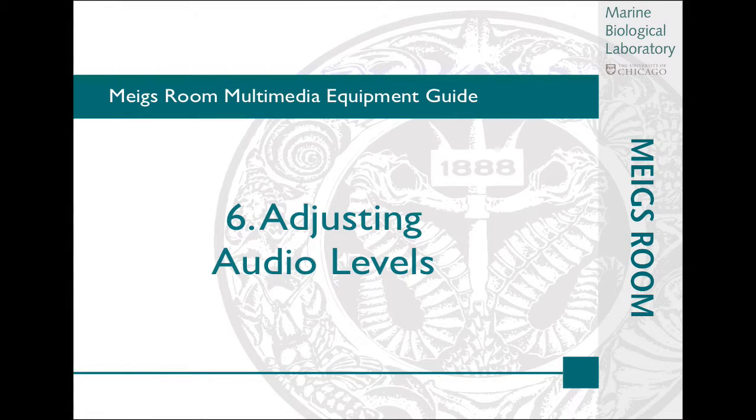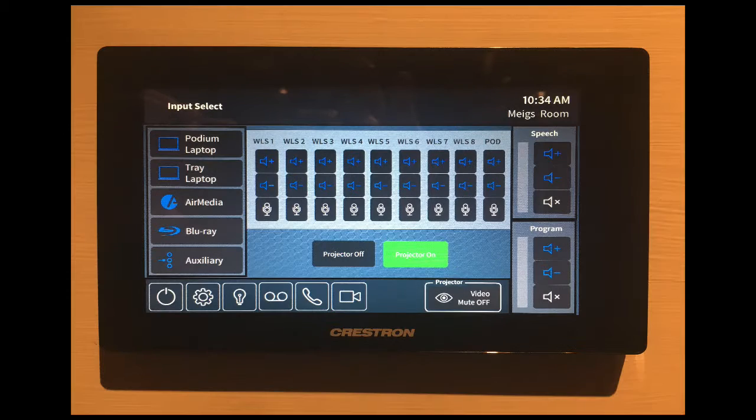Part 6. Adjusting audio levels. To adjust the overall volume of all the microphones, use the speech level controls on the right-hand side of the control interface. To adjust the volume of the presentation audio through HDMI, use the program level controls. To bring up the extended microphone controls, press the cog symbol in the lower left of the control panel. Wireless 1 controls the wireless earset. Wireless 2 and 3 control the handheld mics, and POD is the podium microphone.